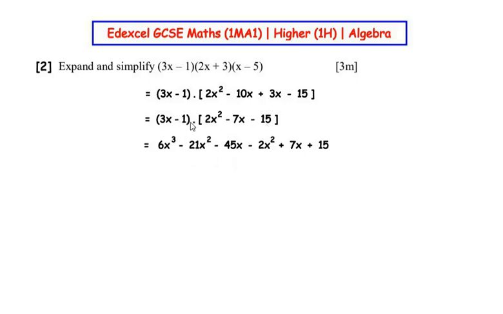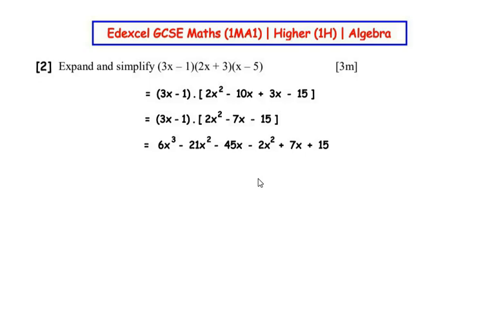Now let us multiply -1 with all the terms of the second bracket. So -1 times 2x² gives us -2x². -1 times -7x is positive 7x. Now -1 times -15 gives us positive 15.